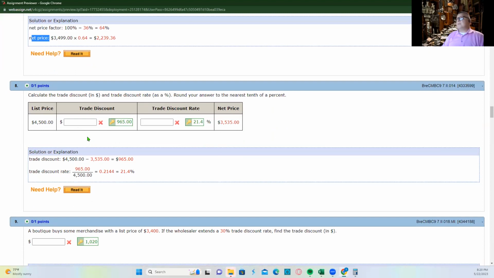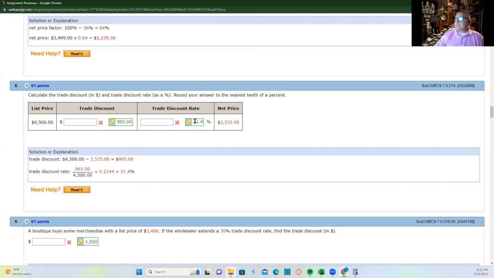Okay, so calculate the trade discount and trade discount rate, rounding your answer to the nearest percent. What they give us here is all a manipulation. Remember when we did that little bit of algebra on how to do formulas and manipulate everything? This is why we do that. So first off, we know our list price, the retail price, and we know our net price, our cost. We can just do a quick subtraction. We know what our actual trade discount in dollars is, right?